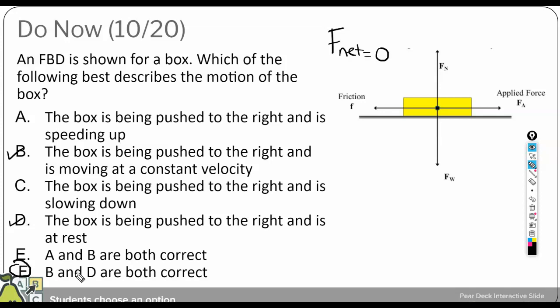Okay, so again, that just goes back to Newton's first law. An object at rest remains at rest, or an object in motion remains in motion at constant velocity unless acted upon by a net force. And the object shown here is not acted upon by a net force, therefore it has to be one of those two possibilities. Okay, so pause there if you need to look at that some more.